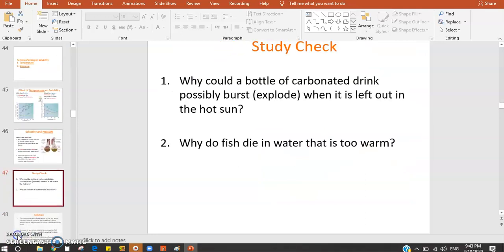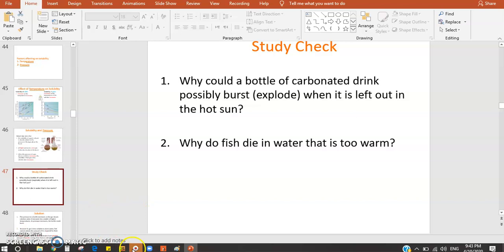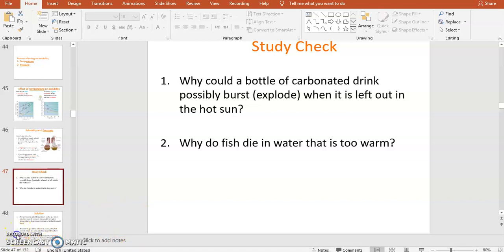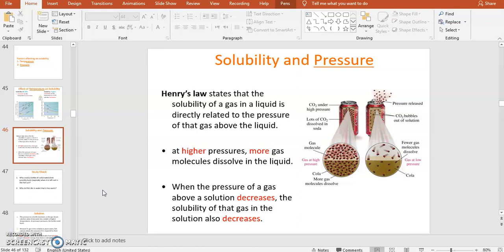The pressure, for the solubility, and the pressure as a second factor that affects the solubility, we have Henry's law. Henry's law states that the solubility of a gas in a liquid is directly related to the pressure of that gas above the liquid. Did you ever think about why your cola drink, when you leave it open, just turns into basically sugar water?